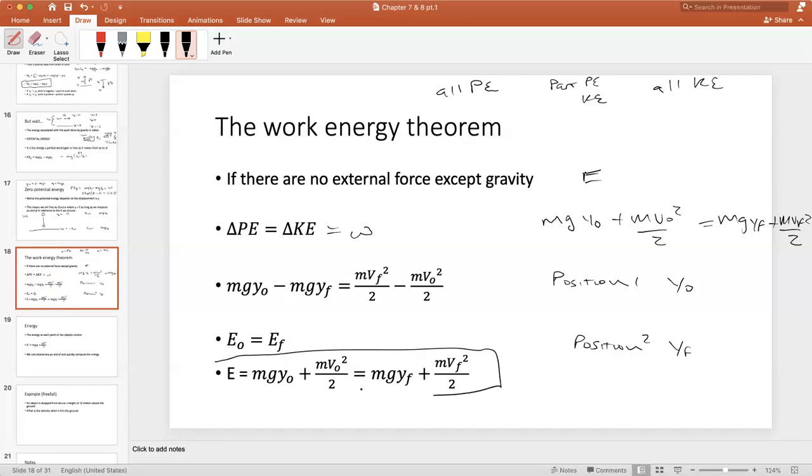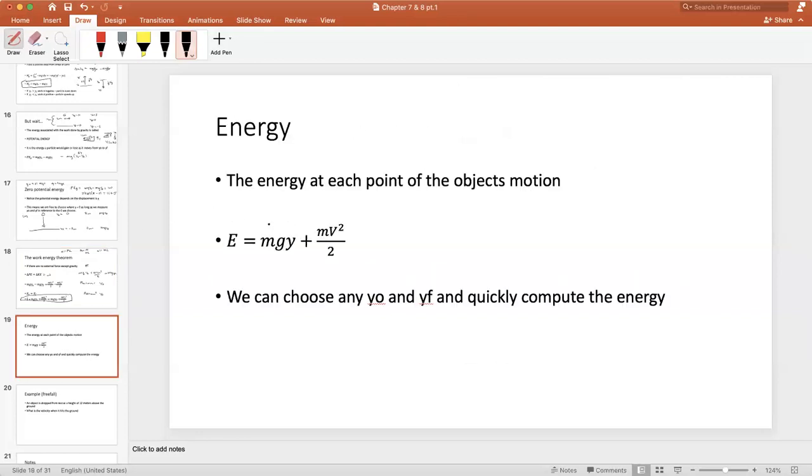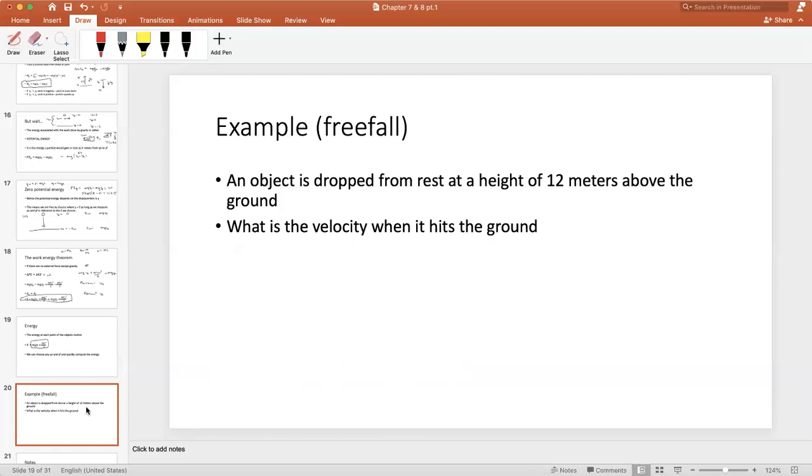This is our algorithm for doing these problems. As long as there's no friction, we just start assigning the energy at different positions and setting them equal to each other and solving for the variables we need. So the energy at each point is this. And you just write that down. You can choose your y initial or your y final to be 0 to compute this stuff, right? Because we only care about the change, which makes everything super easy.